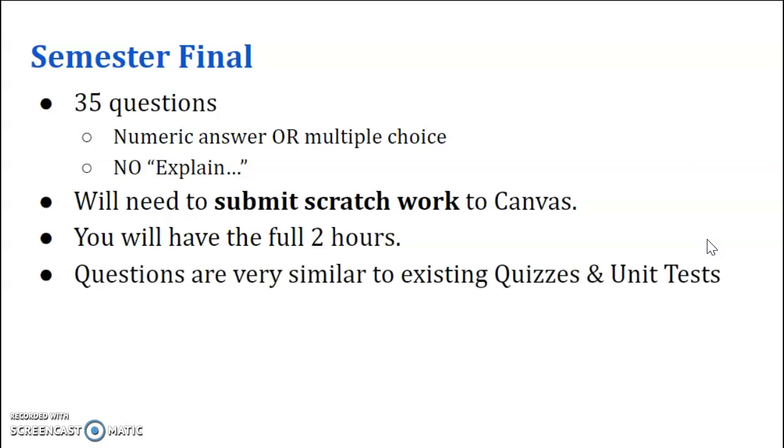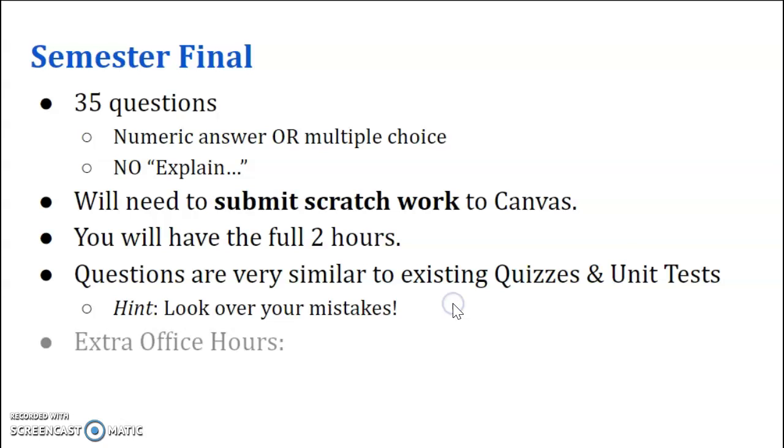Questions are very similar to existing quizzes and unit tests. This means that you really should be looking over your mistakes. So go to your quizzes and unit tests, and you can find those by going to Canvas, clicking on the quizzes column, and then you should be able to see all of them. Make sure you look over your mistakes and see if you can figure out why the question was wrong and what the mistake is so that you do not make the same mistake again. That way, you're not going to be dinged twice for making the same mistake.